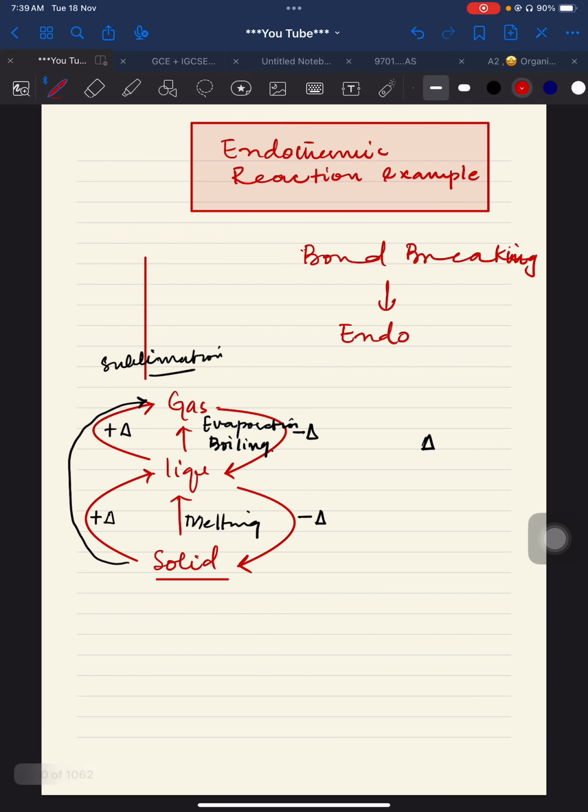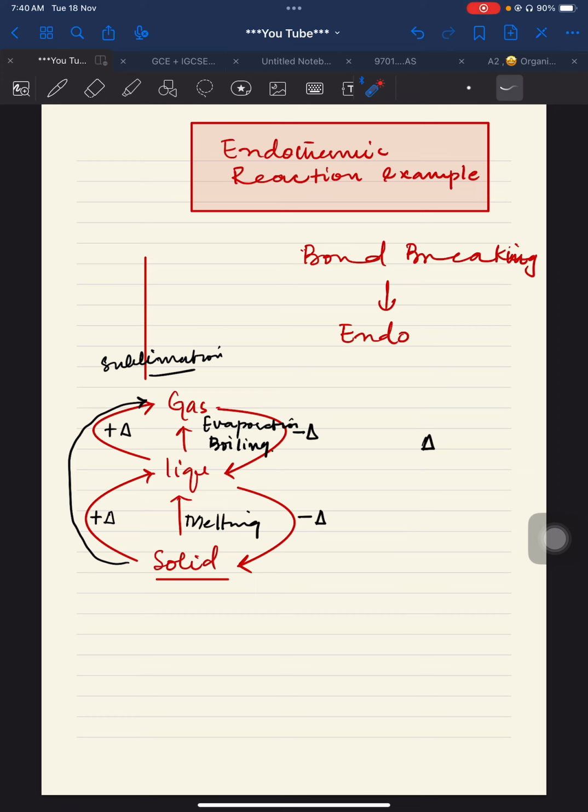Here I'm telling you that from solid to liquid and from liquid to gas, or from solid to gas directly, all of these processes are absorbing heat energy. As a result, heat energy is gained. So these processes are endothermic processes, whereas the opposite processes, that is a gas turning into liquid, or a liquid turning back into a solid, are losing heat energy. So those are called exothermic processes.